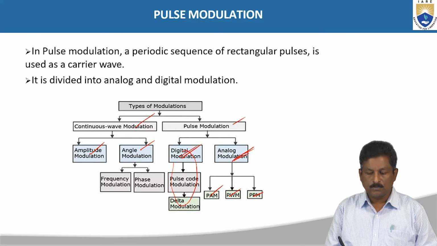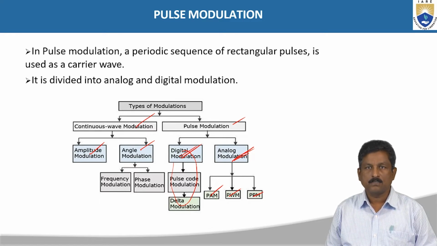Then coming to the pulse position modulation. Here it is the leading edge or trailing edge of the carrier signal. That means based on the variation of the position of the pulse, it may be the leading edge position or the trailing edge position that varies. So that is called pulse position modulation.